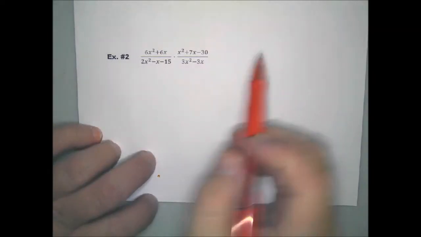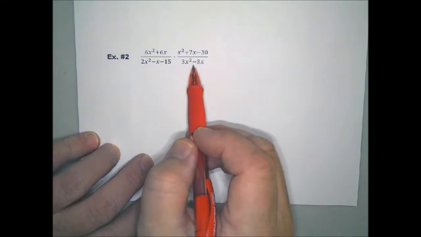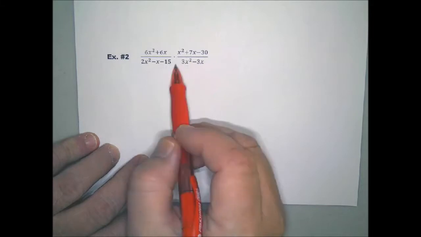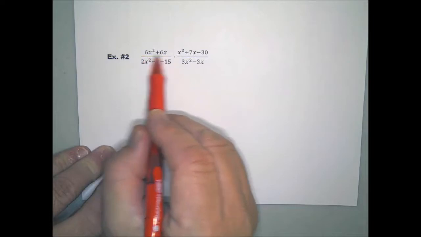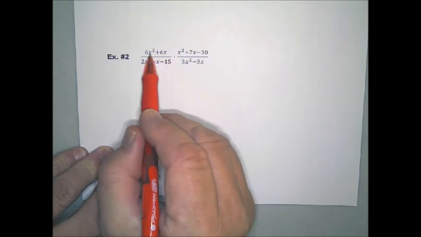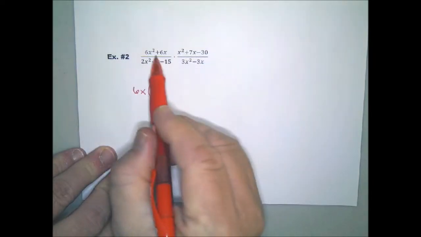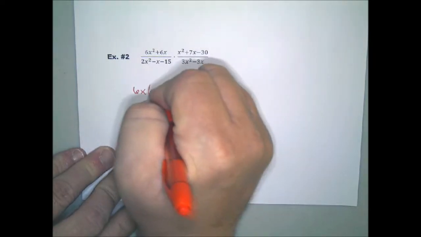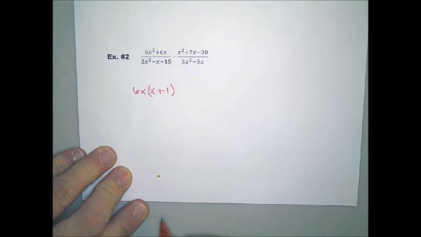Let's jump down to example number 2. Every single one of these parts of these fractions needs to get factored, and then we can reduce. So let's just take them one at a time. This top, the numerator of the first fraction, can be factored through the greatest common factor method. They both have 6x, so I'm going to factor out a 6x, and I'm going to be left with x plus, now 6x divided by 6x doesn't just go away and become nothing, it becomes 1.